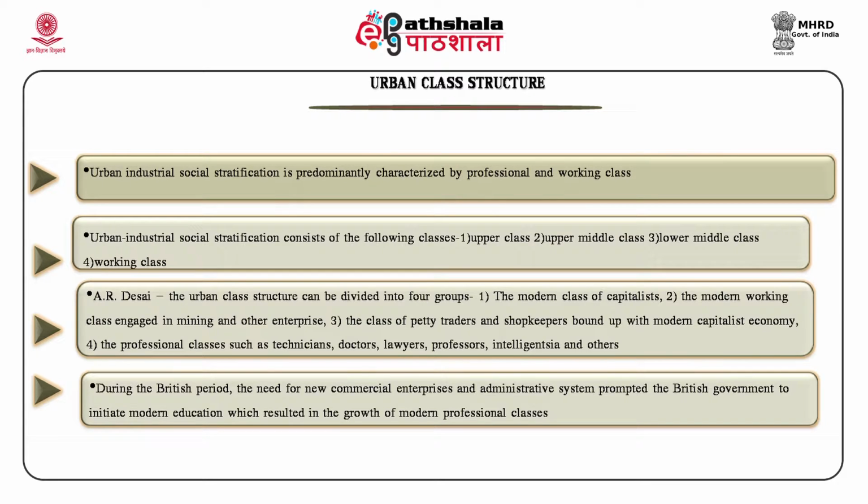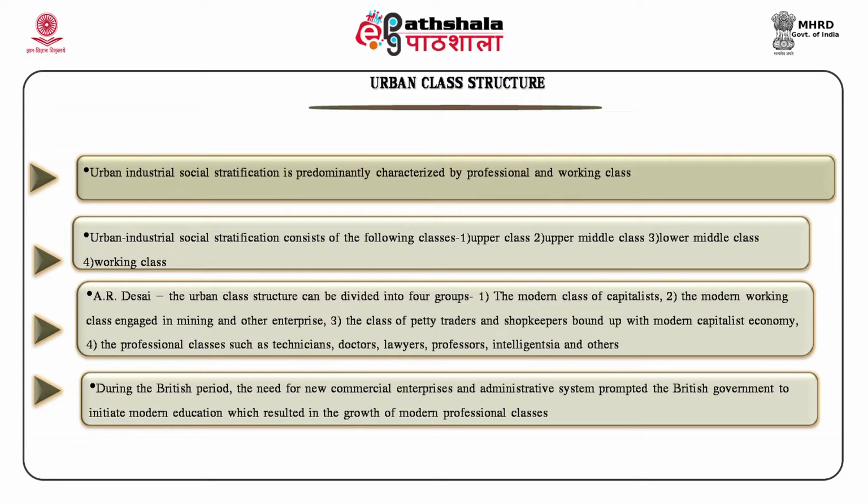Urban industrial social stratification consists of the following classes: upper class, upper middle class, lower middle class, and working class. These classes are generally formed on the basis of income and occupation. It might be difficult to know the real income from the apparent occupational status. Studies of urban industrial social stratification in India have been initiated as a reaction to the studies of rural agrarian relations, migration from rural to urban areas, social mobility, and the increasing number of urban industrial towns.